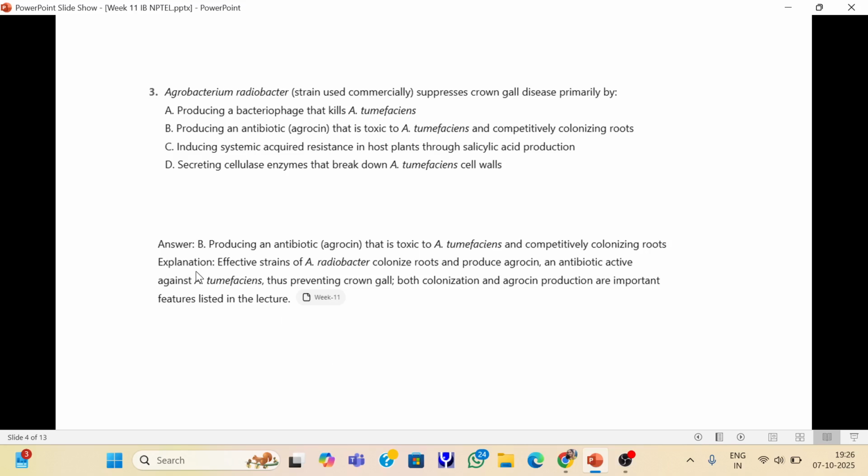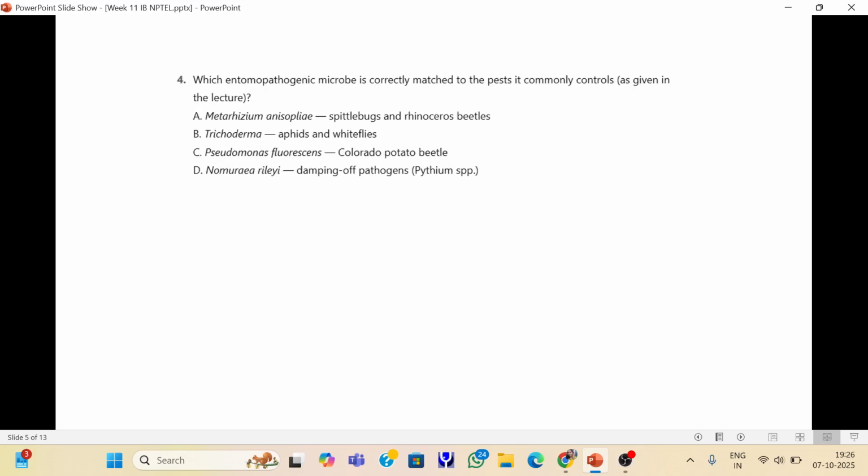So the explanation is written as: the effective strains of Agrobacterium radiobacter colonize roots and produce agrocin, an antibiotic active against Agrobacterium tumefaciens, thus preventing the crown gall. Both colonization and agrocin production are important features. Okay, on to the next question.